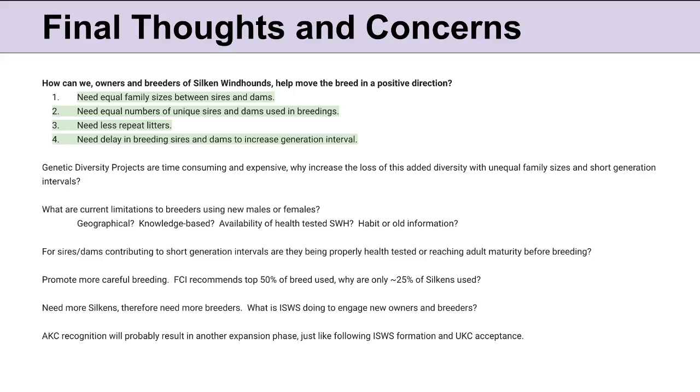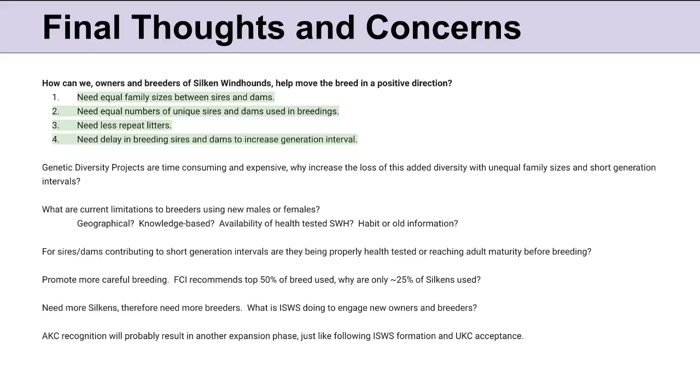FCI recommends that the top 50% of the breed be used, and this mirrors what EMBARK scientists spoke about at the health conference in 2021, that the best of the best of the best should not be the only ones used. So why are only 25%, 20% of silkens being used, and disproportionately skewed in the sires in particular? We need more silkens and therefore more breeders.